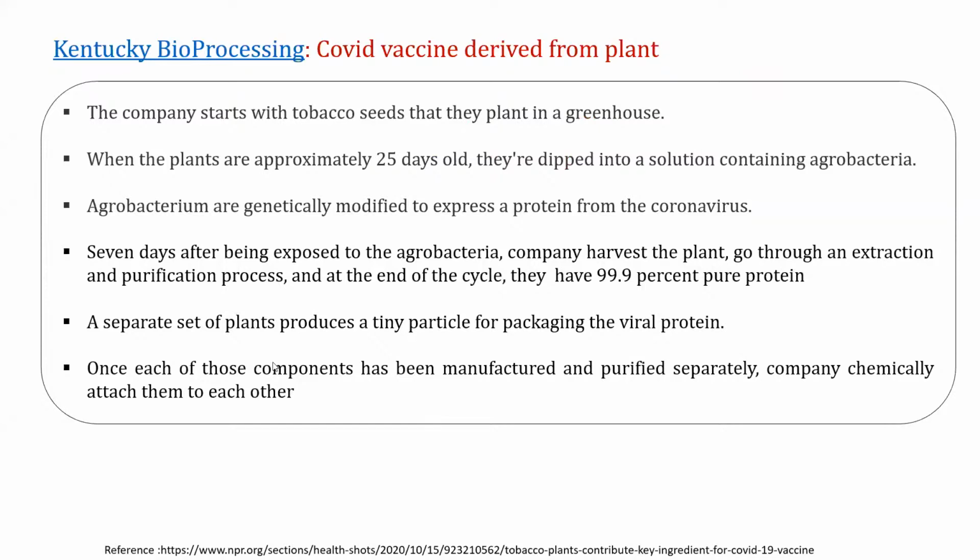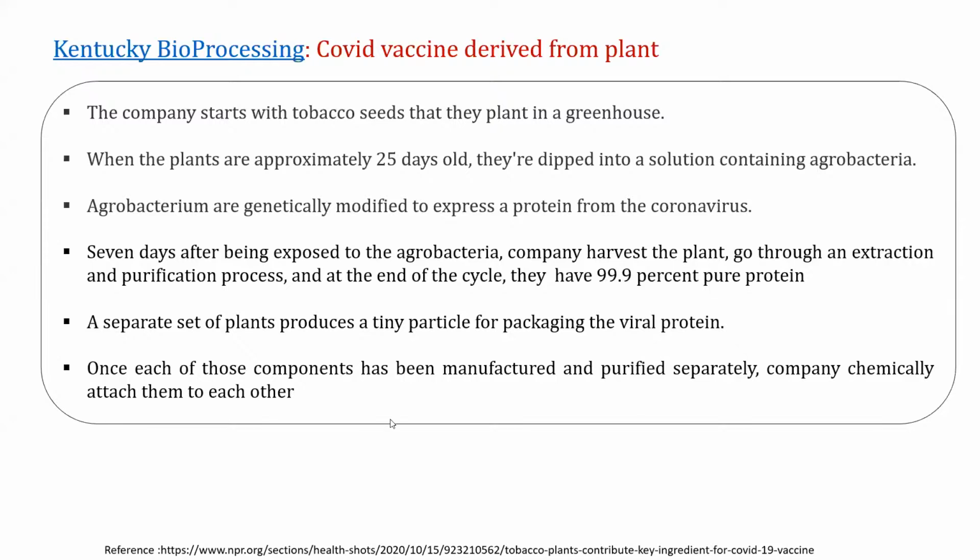Now, apart from that, Kentucky BioProcessing is a company which is also working on a COVID vaccine derived from plants. So these plants are also using Agrobacterium, and they are genetically modifying the plants with the coronavirus. They expose the plants to the Agrobacterium for 7 days, and after that they are extracting and purifying. So they are getting 99.9% pure protein.